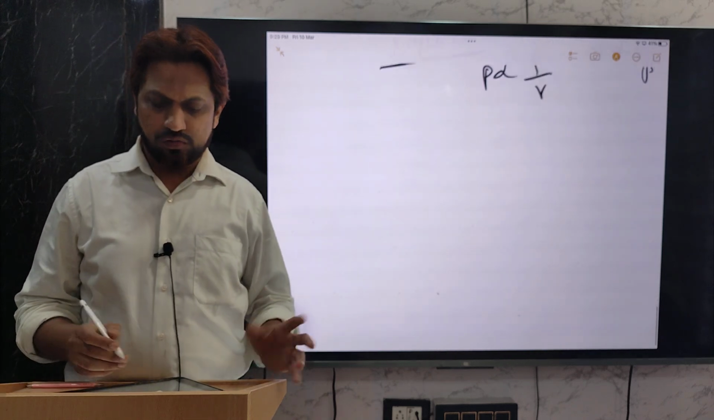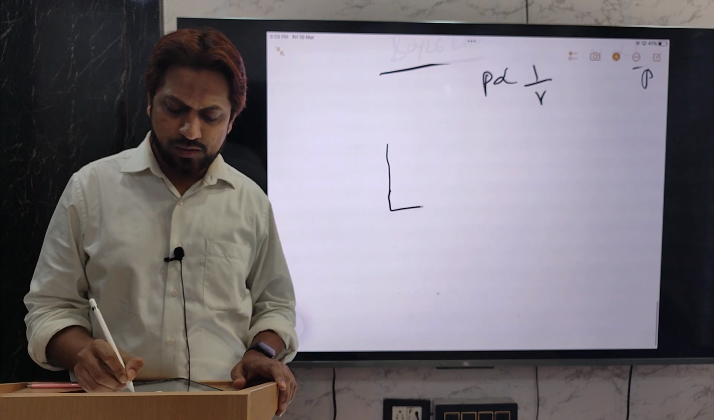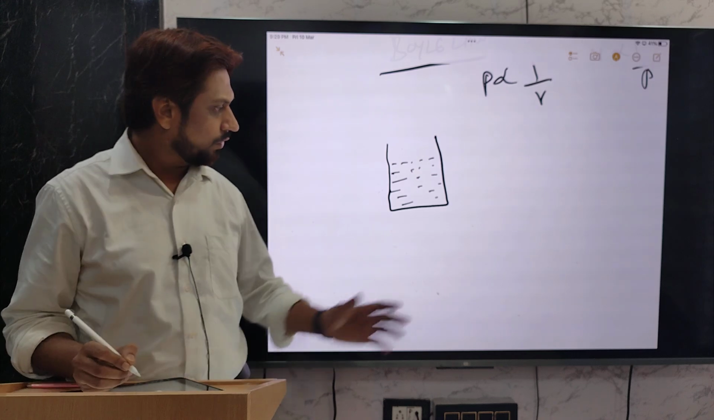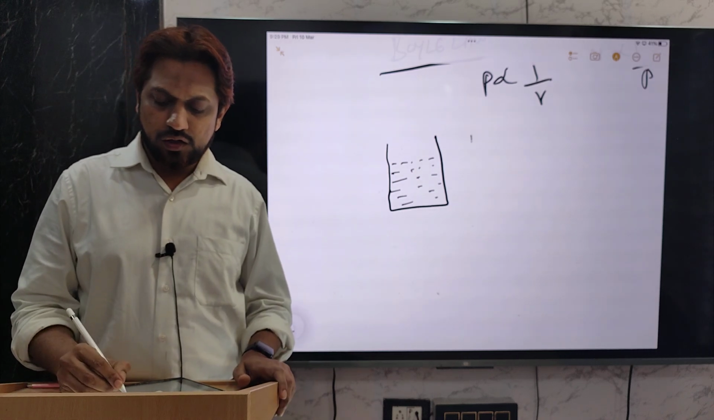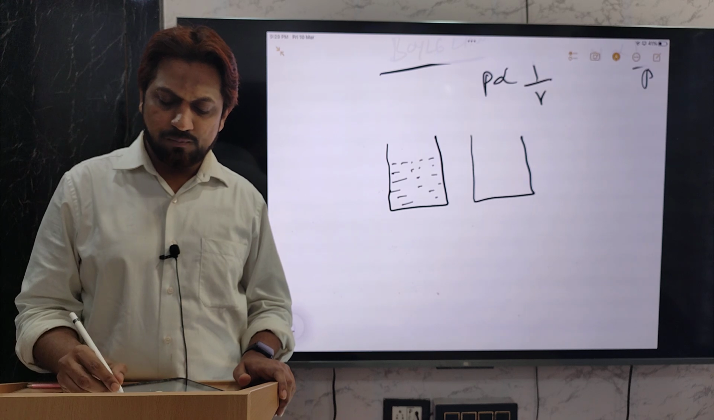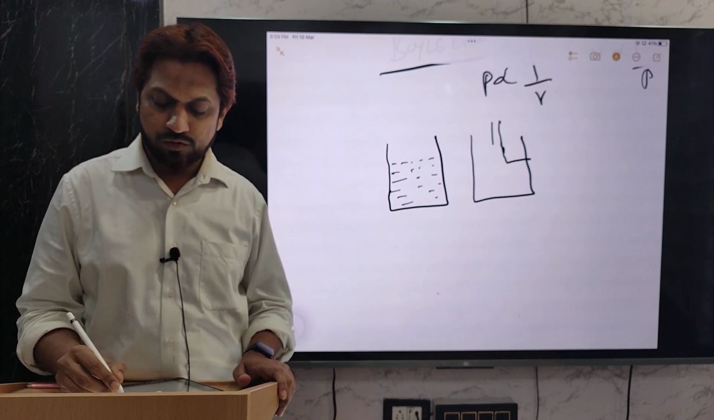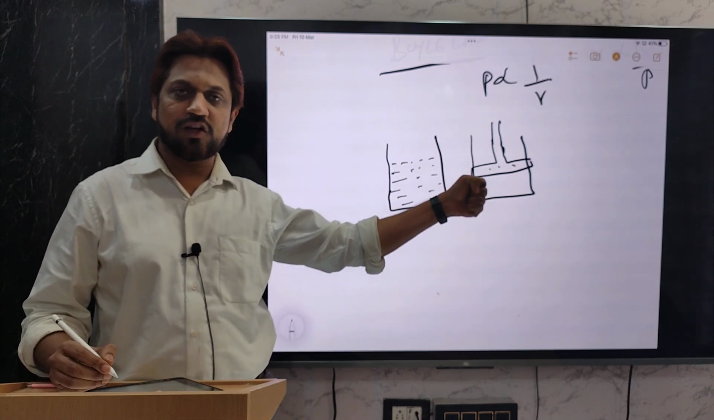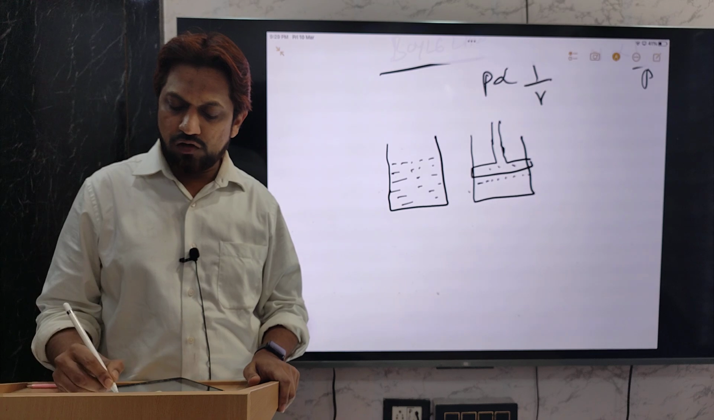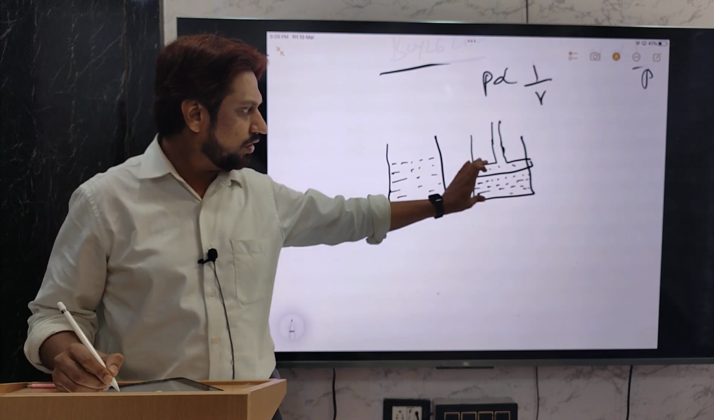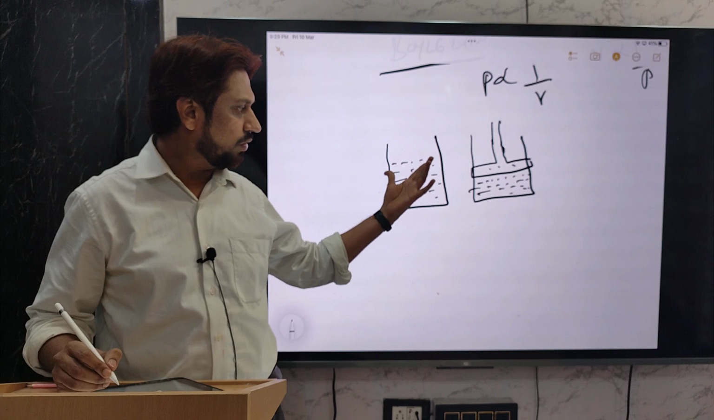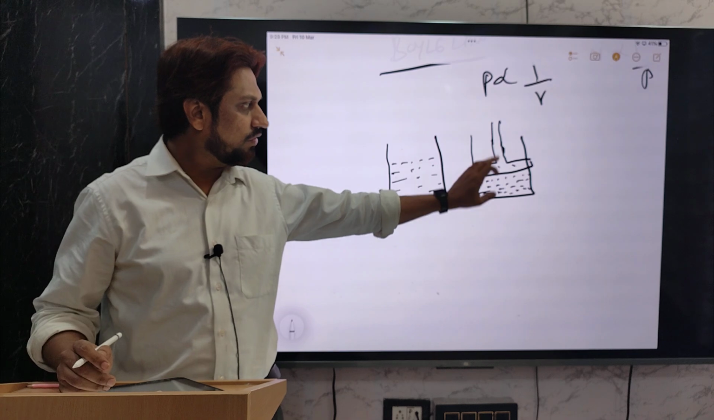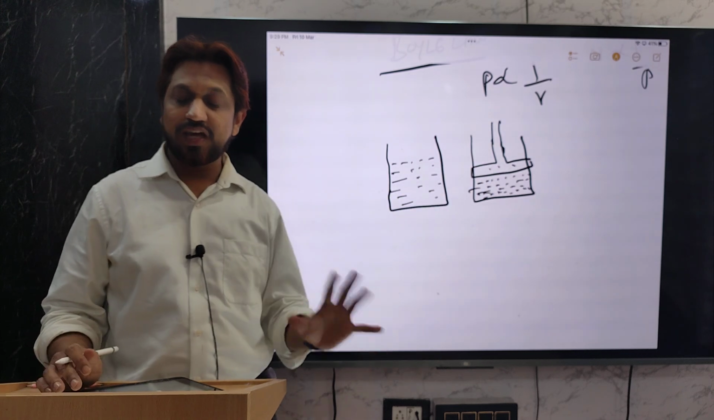You can explain this Boyle's law by one more diagram. Consider one container containing this fluid. Now if we compress the fluid with the help of one piston, if we increase the pressure, then what will happen? The volume will decrease. You can see the molecules are separated here, but here the molecules are compactly arranged. So the volume has decreased when the pressure is increased. So they are inversely proportional.